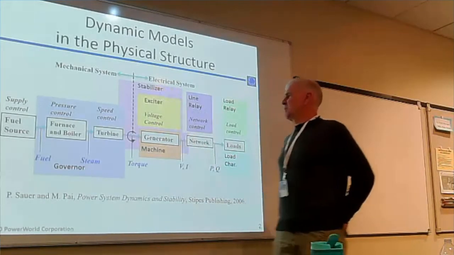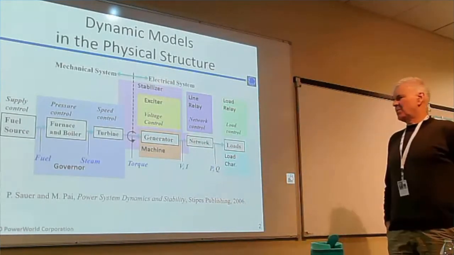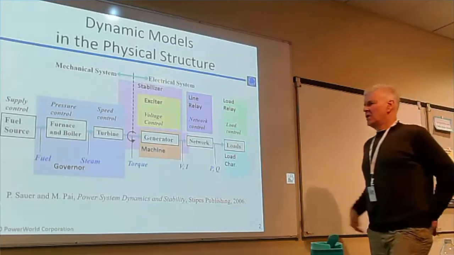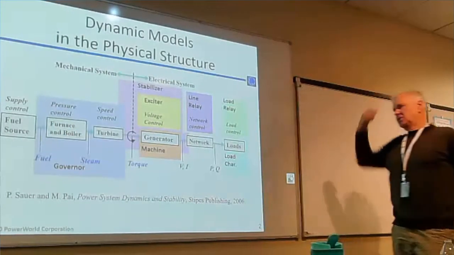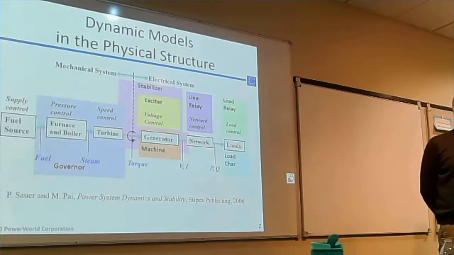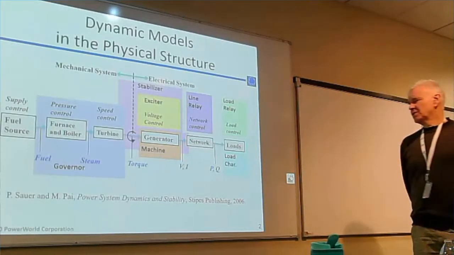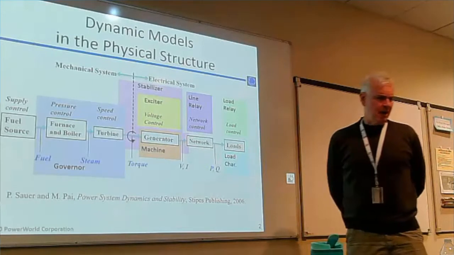The exciters have an input from the stabilizers, which we'll talk about probably tomorrow. And then we're going to talk about the part of the generator model that controls the speed on the machine, which is the governor. So we'll talk about governor models as well.